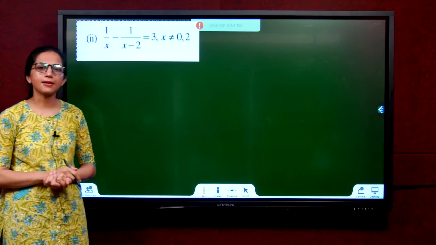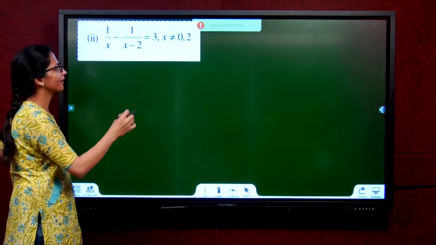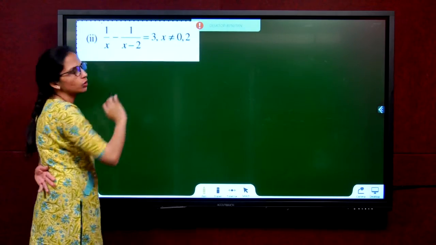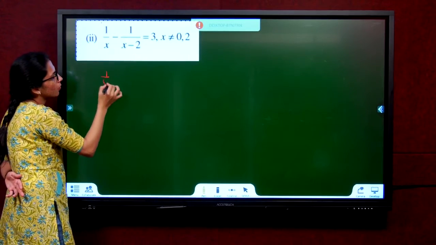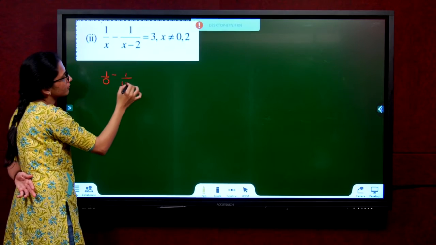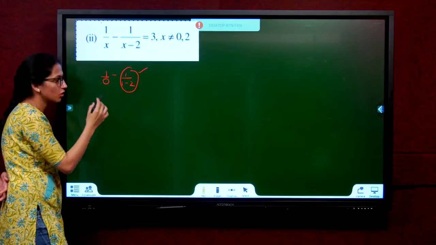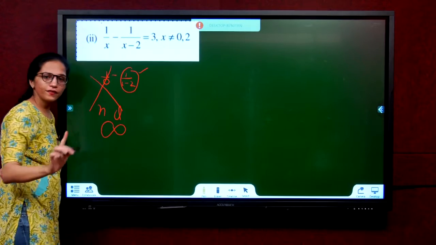Same example, next sub question. Before we understand the question, let's understand the given condition again. X is not equal to 0, not equal to 2. Why have they given that? When x is 0, what will happen? 1 by 0 minus 1 by 1 minus 2. This is possible. But is 1 by 0 allowed? No, because it is not defined or it is infinity.